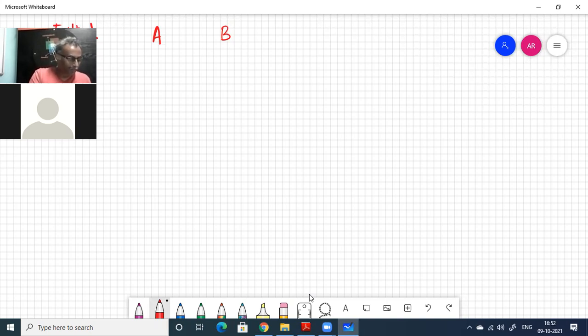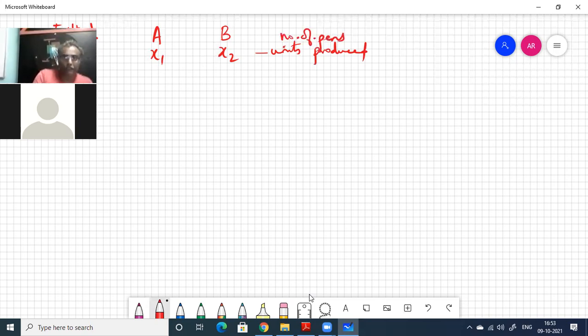Profits on pen A and pen B are given. Now we have to assume how many units of pen A it is producing. Decision variable 1 is x1. How many units of pen B is it producing? Let us say x2 units of pen B and x1 units of pen A. So these are the decision variables.